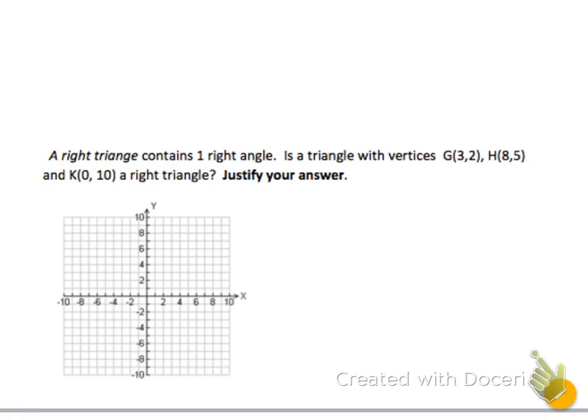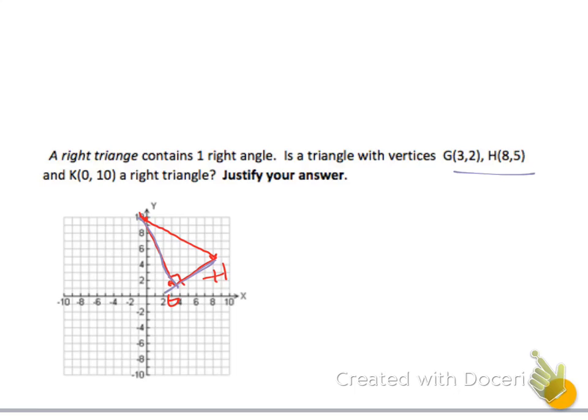Okay, a right triangle contains one right angle, so we're doing with vertices 3, 2, so I'm going to do that one first. So I'm going to go over 3 up 2, and then I'm going to go over 8 up 5, which is about right there, so that's G, that's H, and then K is 0, 10. I'm going to connect them. So it looks like my right angle might be here. Okay, so I could check to see if these are perpendicular lines. If these are perpendicular lines, to see if the slopes are opposite reciprocals, because if they are perpendicular lines, they should create a 90-degree angle.